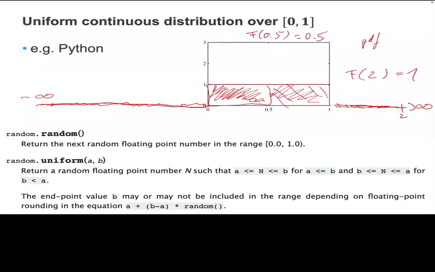Now, I can also very easily implement this. I can sample from this distribution and return a corresponding number.